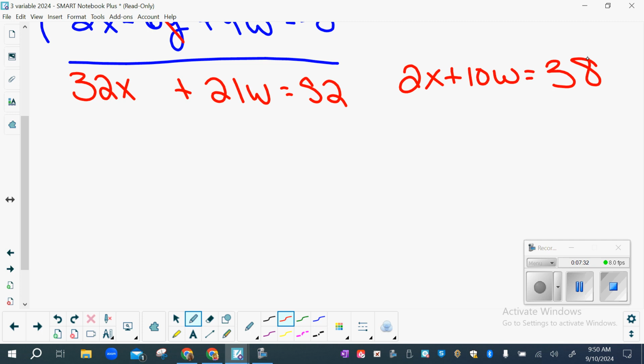You can decide, do you want to make your X's match or your W's match? I have an idea of what I'm going to do because it's going to be a little easier. But right now, talk with your table group. I want to actually hear voices. Are you going to make the X's match or the W's match? Convince your table mates why you are right. So talk right now.